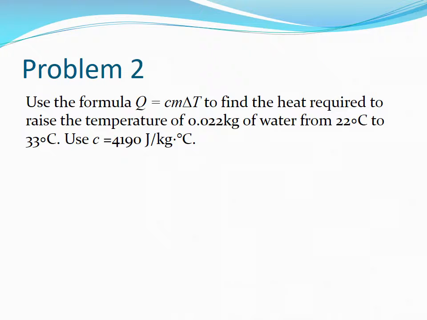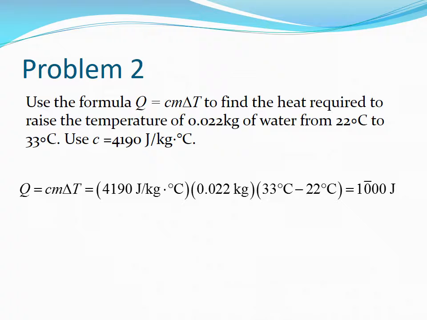Use the formula Q equals Cm delta T to find the heat required to raise the temperature of 0.022 kilograms of water from 22 degrees Celsius to 33 degrees Celsius. Use the specific heat of water as 4,190 joules per kilogram degree Celsius. Pause the video to work on the problem. The answer is 1,000 joules to two significant figures.